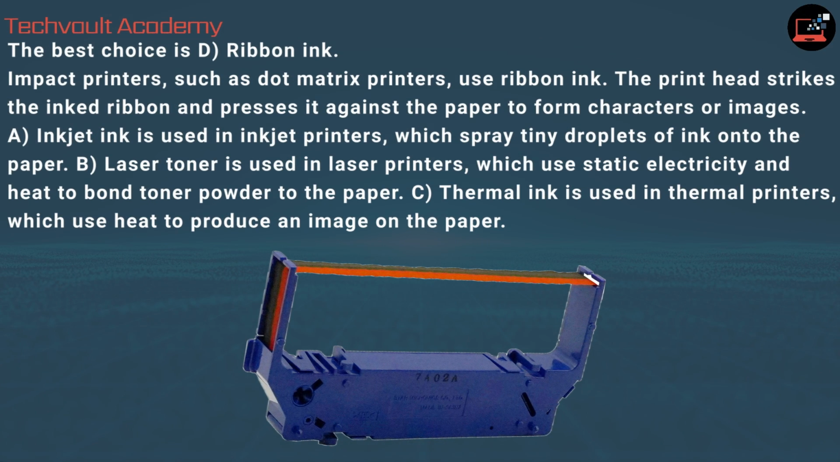The best choice is D. Ribbon ink. Impact printers, such as dot matrix printers, use ribbon ink. The print head strikes the inked ribbon and presses it against the paper to form characters or images.